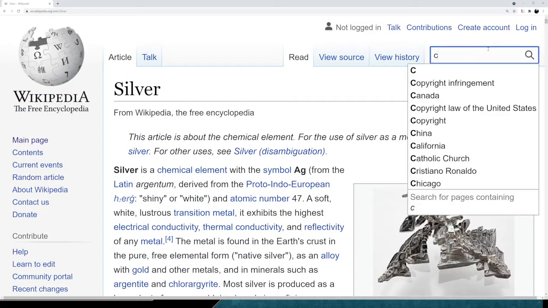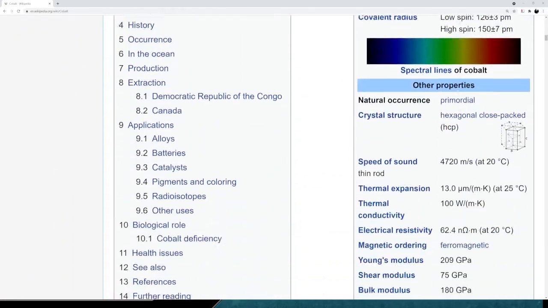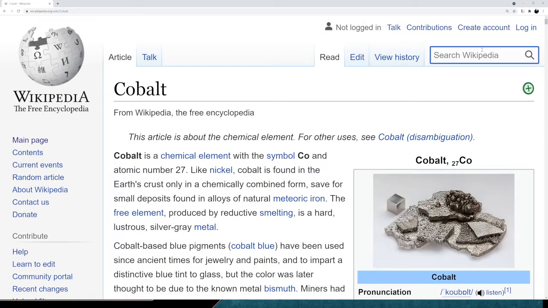How about we look at cobalt? Another element. Let's look at the same thing. Cobalt only has one. Cobalt is all 59. So all these other ones are synthetic. So they don't exist in nature. Only cobalt has just one. How about platinum?